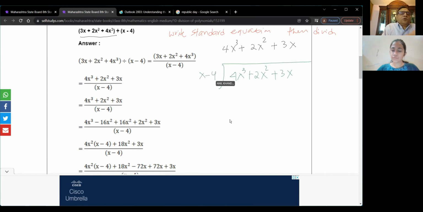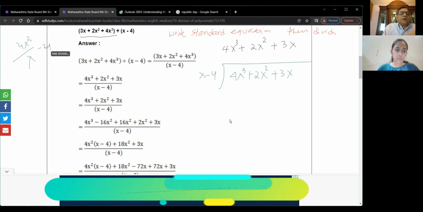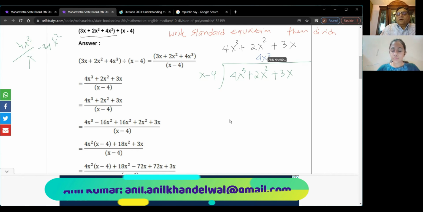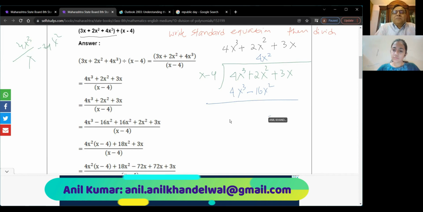So 4x cubed over x, what do you get? 4x squared, right? So in the numerator, we'll get 4x squared. When you multiply with both the terms, you get 4x cubed minus 4 times 4 is 16x squared. Now you take away. When you take away, minus 16 becomes plus 16, and so you get 18x squared, correct? Bring down 3x, so you get plus 3x.